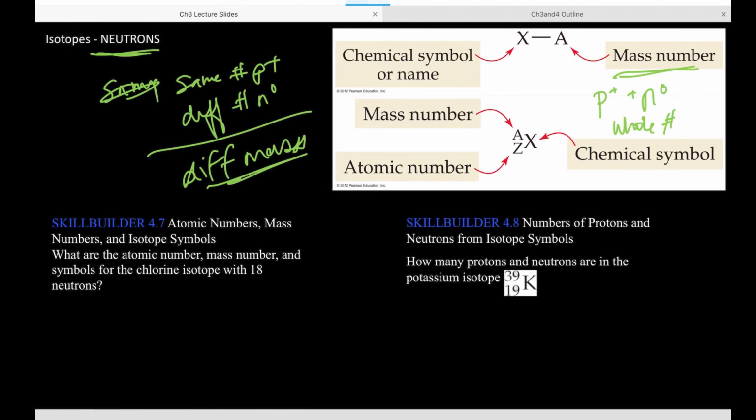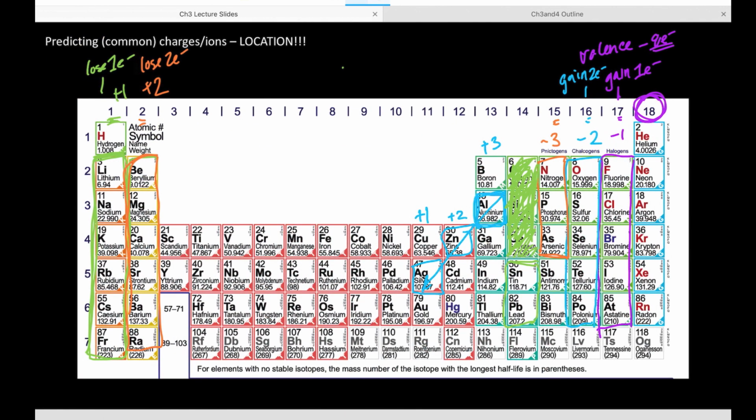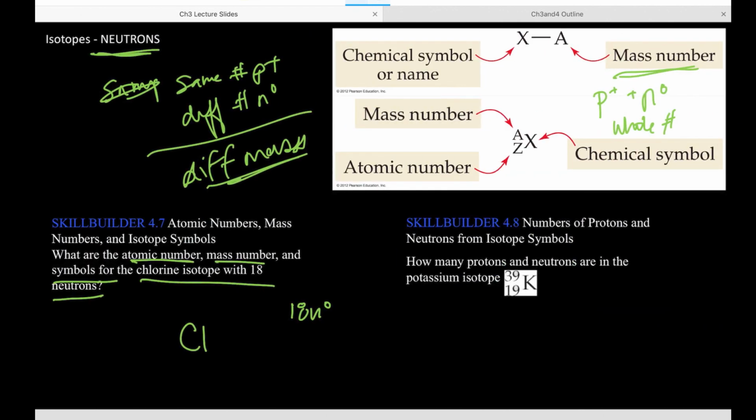Okay, so let's go ahead and do some practice. What are the atomic number, mass number, and symbols for the chlorine isotope with 18 neutrons? So chlorine, 18 neutrons. Let's go find chlorine. Chlorine has 17 protons. And if it doesn't mention being an ion, it also has 17 electrons. Just things we ought to be able to come up with. So atomic number, 17. Mass number, 17 plus 18, which is what?